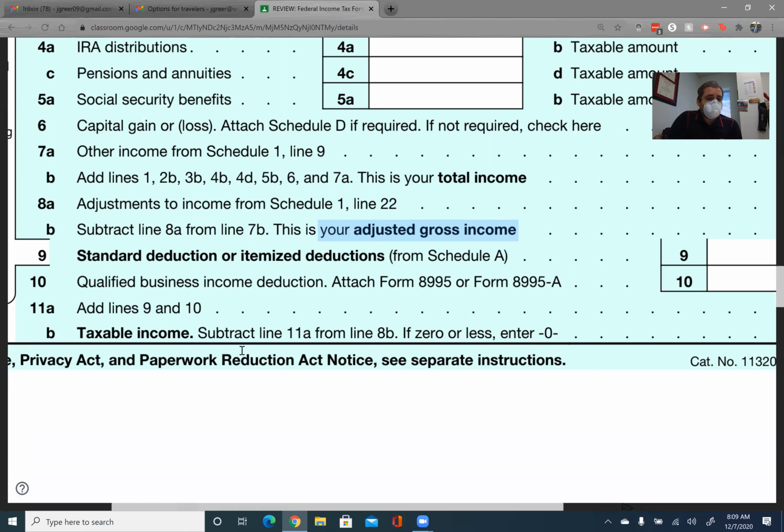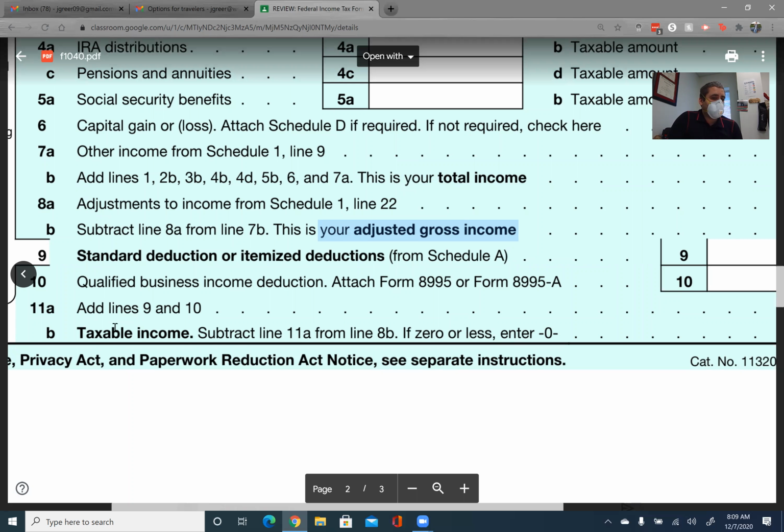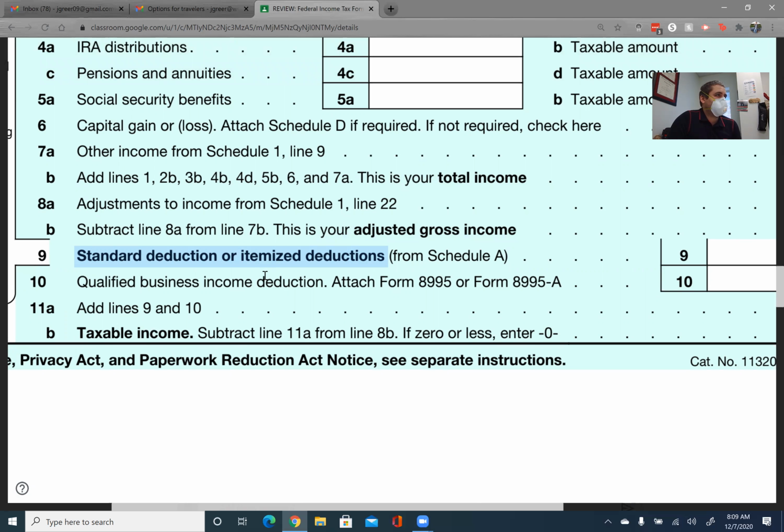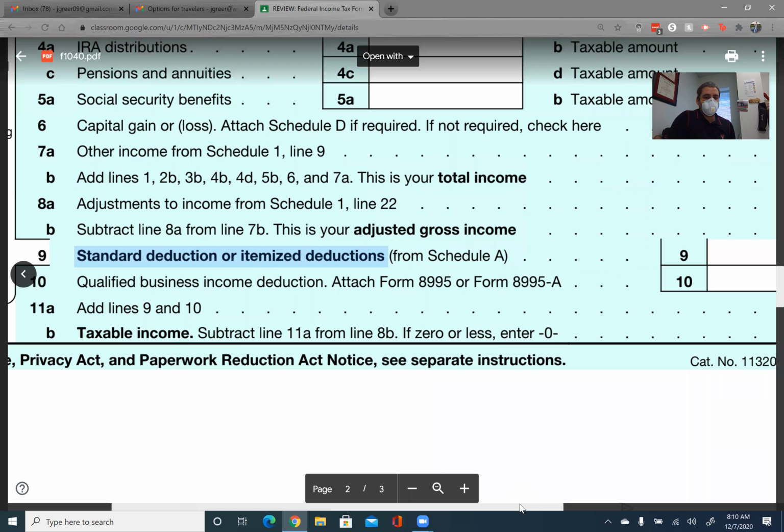Okay. The next part here, on our way to figure out how much our taxable income is, is determining whether we're going to take the standard deduction or the itemized deduction. How much is the standard deduction for an individual? Do you remember? Standard deduction for one individual.